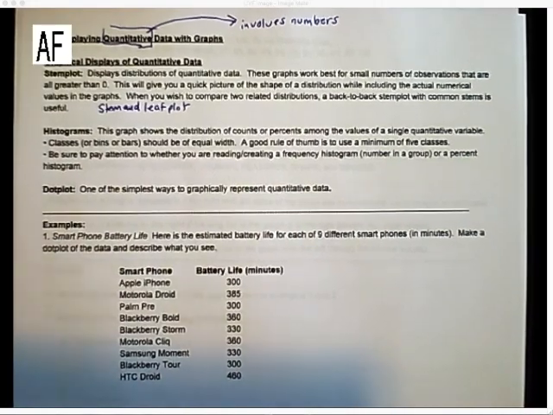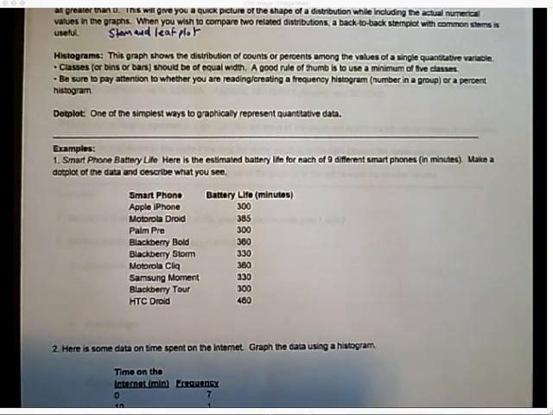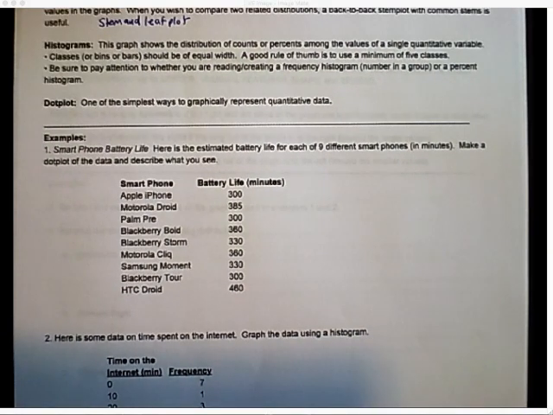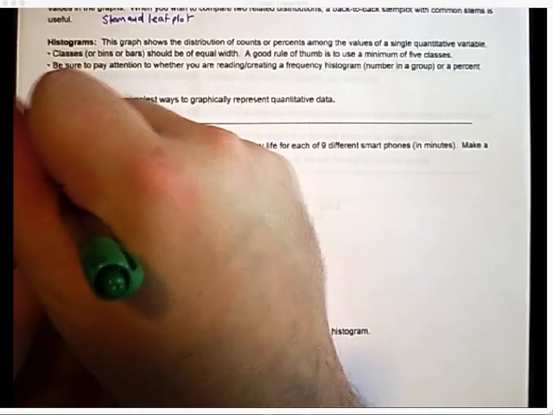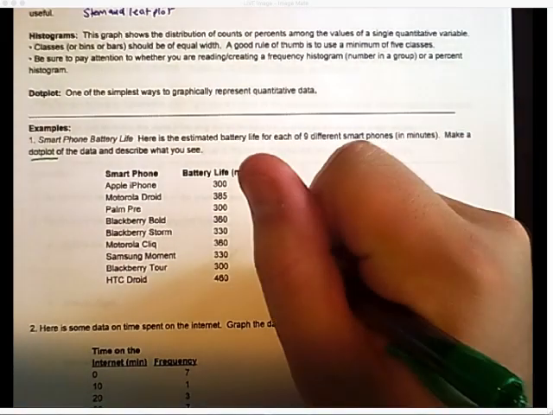So let's look at some of these problems. The best way to understand this is to do problems. So example 1 says smartphone battery life. Here is the estimated battery life for each of 9 different smartphones in minutes. Make a dot plot of the data and describe what you see. So let's look for which one of these has the minimum value. To me, the smallest value is 300, and the biggest value is 460.